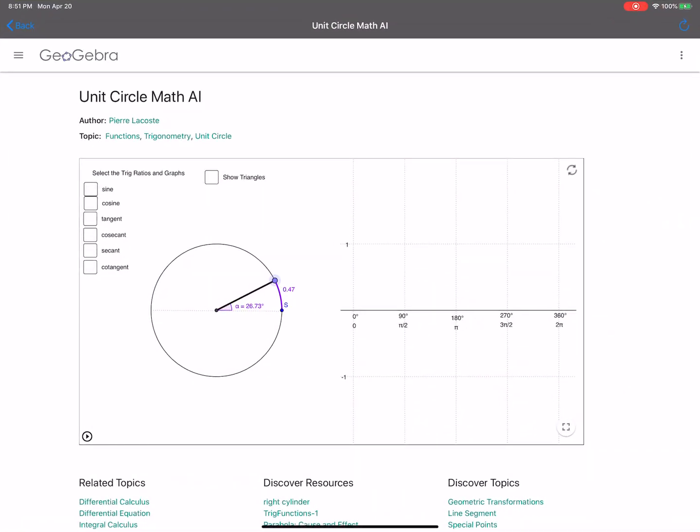See, the angle is almost 0 and the height here is 0. So the sine ratio is 0. And then it moves up and up and up, and it gets to be the same length as the radius. So that ratio would be 1, because those two lengths would be the same, the opposite side and the hypotenuse.